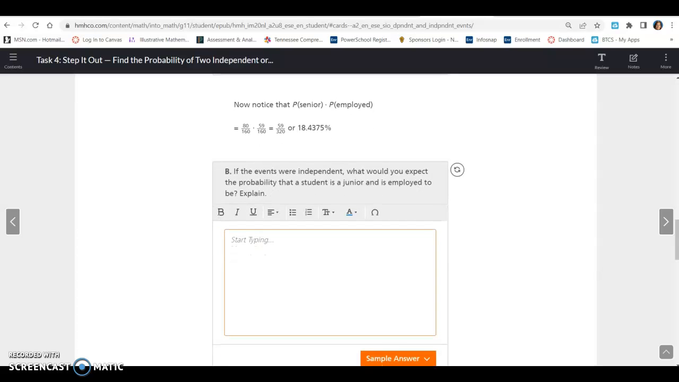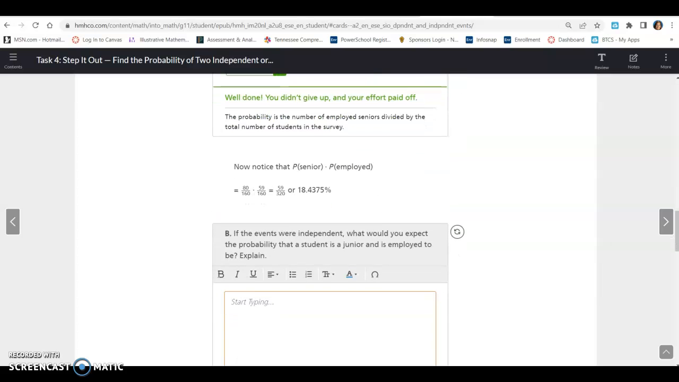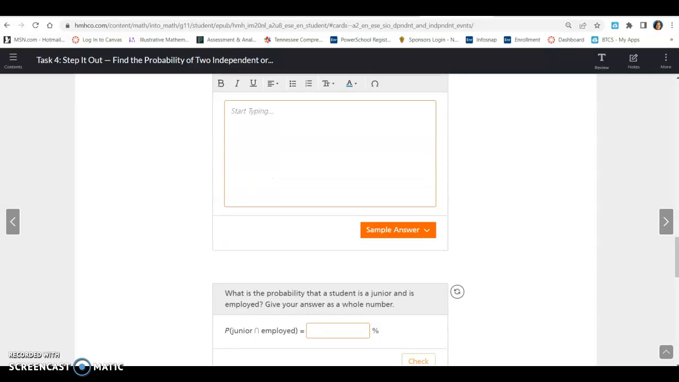All right, so now notice that the probability of senior times the probability of employed is 18.4375%, which is different than what we found here. Okay, so these were 31.875%. All right, so it says if the events were independent, what would you expect? Well, you would expect to get the same answer.